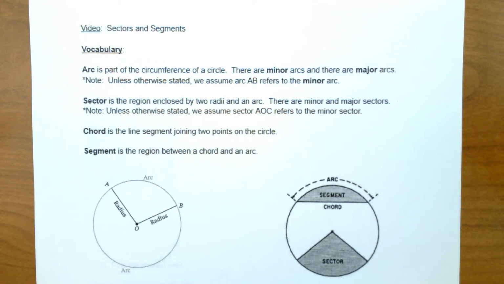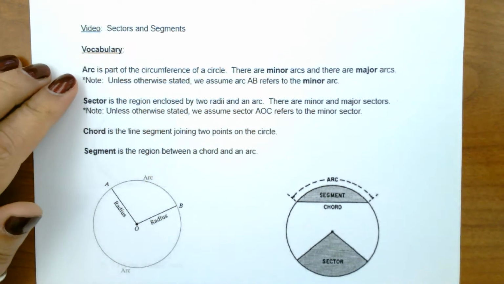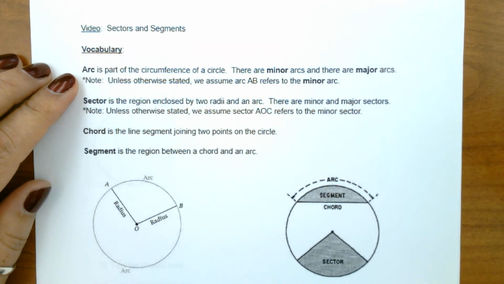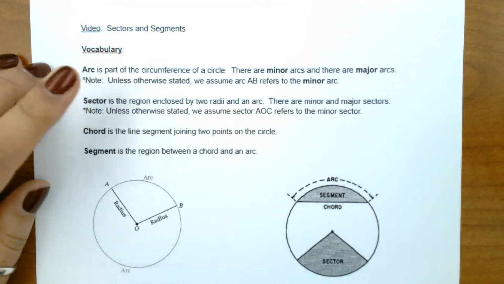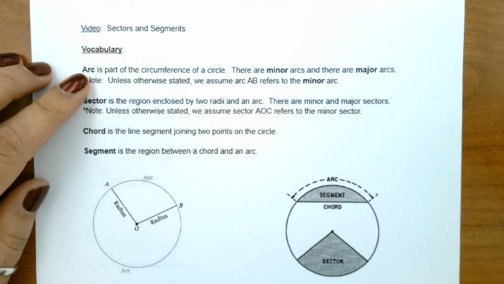First, some vocabulary. An arc is part of the circumference of a circle. There are minor arcs and there are major arcs. Note, unless otherwise stated, we assume arc AB refers to a minor arc.